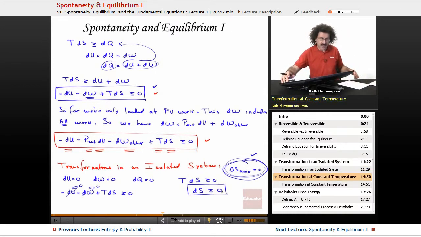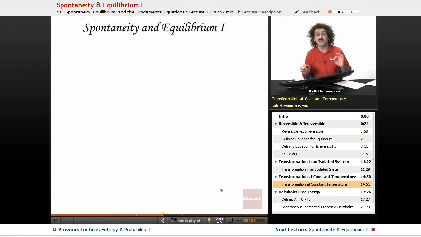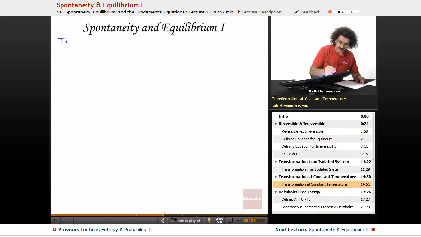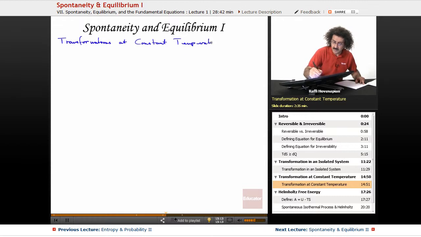Let's go ahead and talk about transformations at constant temperature. So now, if we hold the temperature constant, isothermal process, here's what happens. So transformations at constant temperature. Now let's go ahead and start with our equation. Minus dU minus dW plus T dS is greater than or equal to 0.